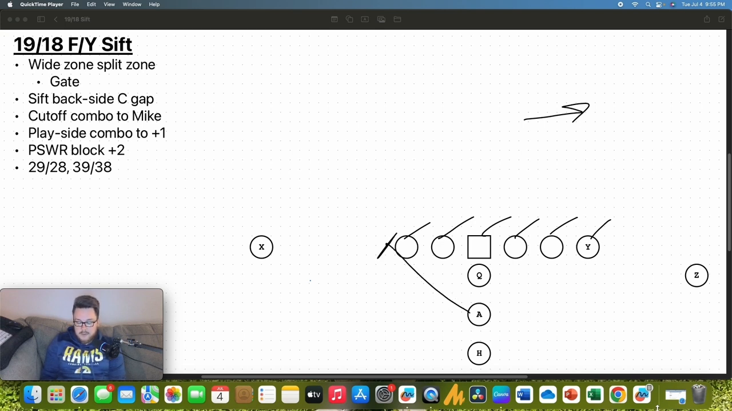If they were going to run it weak, which they don't really do with wide zone, they don't really run F SIFT weak, but they do with inside zone, and they call it Wendy, where the fullback is sifting towards the tight end, but we're running to the left. If they run Y SIFT, they will sometimes call it Wiz. And you can see this in their playbooks, the Redskins 2014 one and the Falcons 2016 one. They would call this play Y SIFT if they were running it to the right.